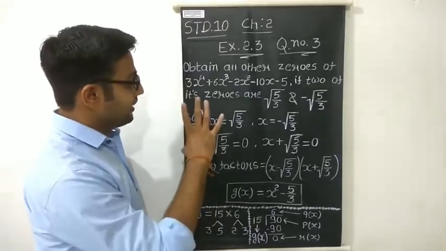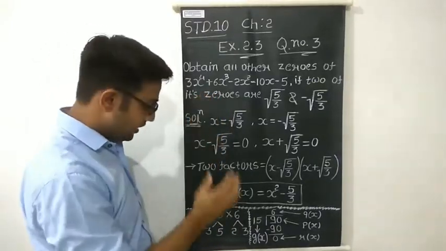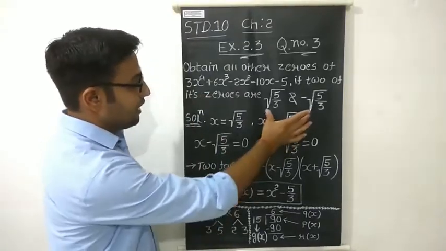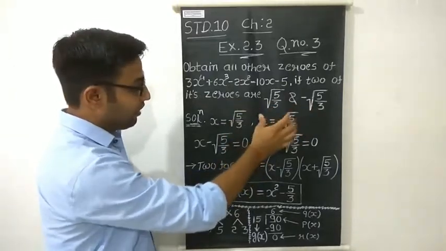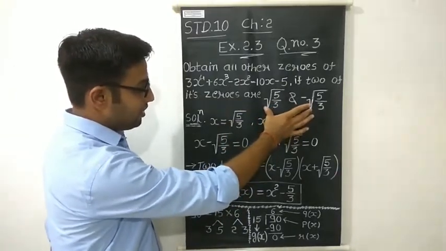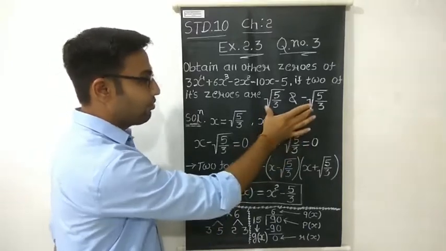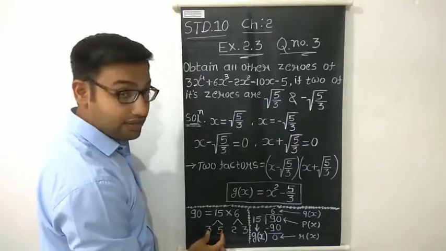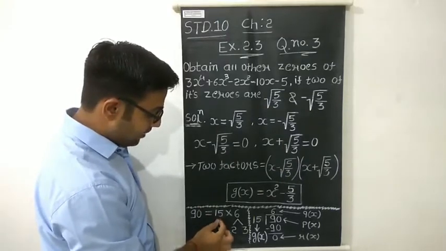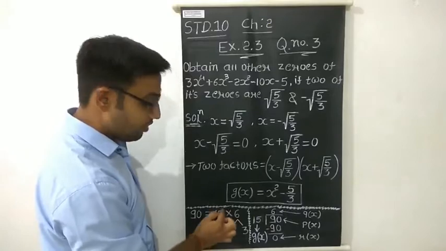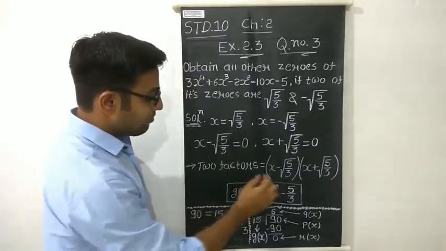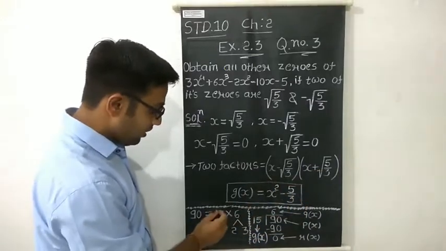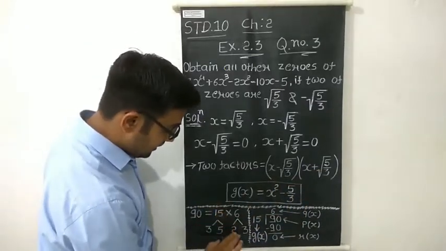By comparing this situation, here we can see that two zeros we have been given. From those two zeros we get two factors. So here also we have two factors. By multiplying these two we get one other factor. Now this portion is remaining.